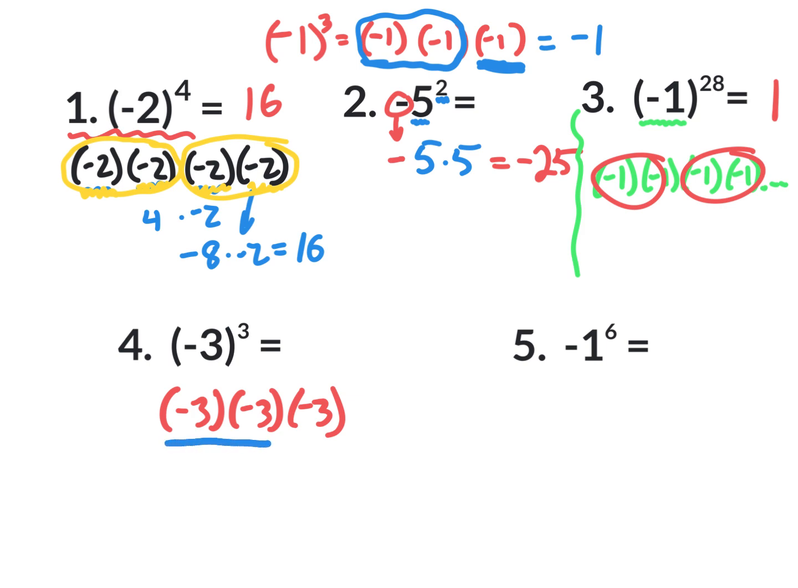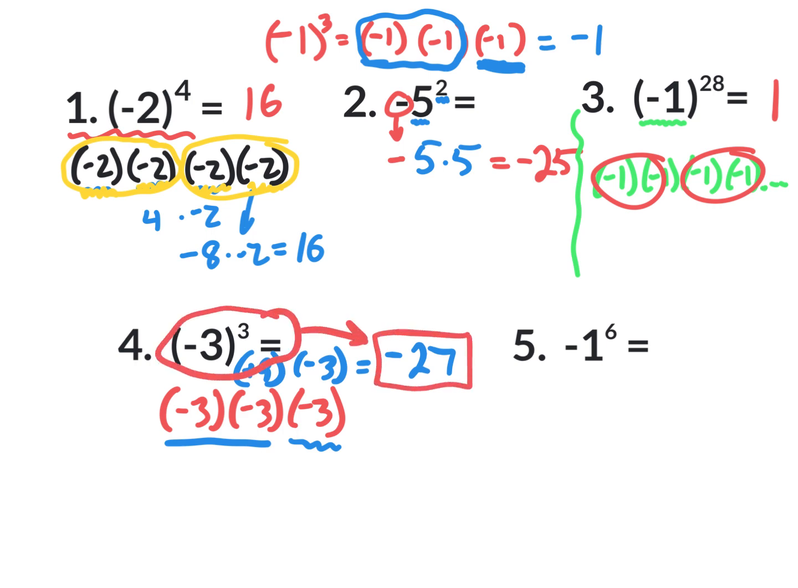What is -3 times -3? That's a +9. What's +9 times this -3? That's a negative 27. So this answer, negative 3 in parentheses, to the third power, the answer is negative 27.